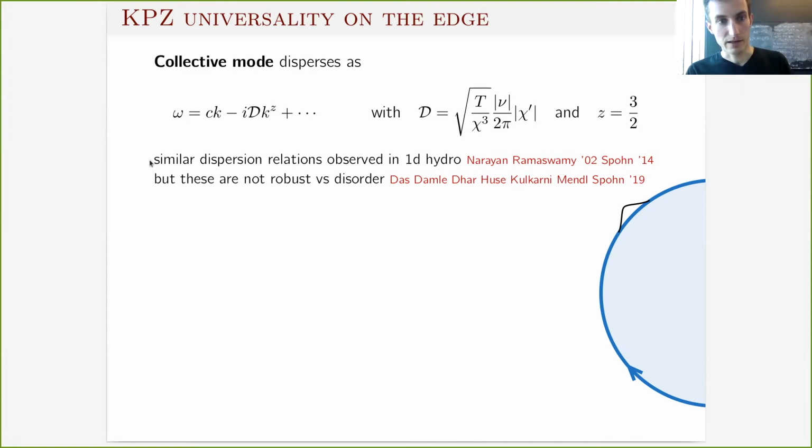Let me mention that KPZ physics is known to emerge in one-dimensional hydrodynamics, so with full fluid hydrodynamics with momentum. But in these cases, it's crucially dependent on the fact that momentum is long-lived. So if you put on a little bit of disorder, momentum is going to decay and you'll lose all your KPZ physics. It's going to regulate all these IR kind of effects. Here, this does not rely on momentum being conserved. So it's robust. It should be robust against disorder.